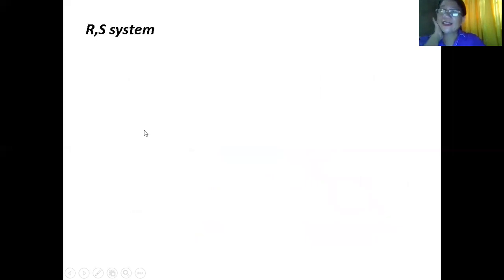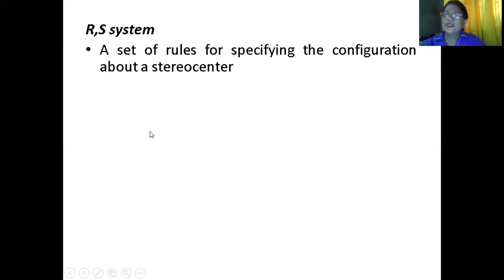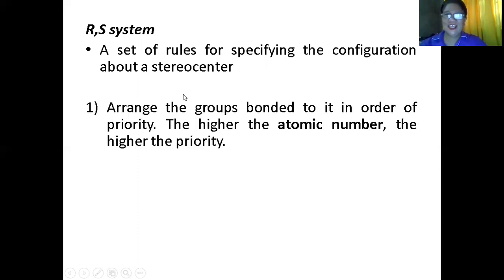And it has this, what is this? The R and S system. Okay. These are rules in specifying the configuration of the stereocenter. The stereocenter, children, is the center of a carbon wherein it has 4 different groups attached to it. Okay. So what is the R and S system? First, let us look into its rules for the configuration of the stereocenter.